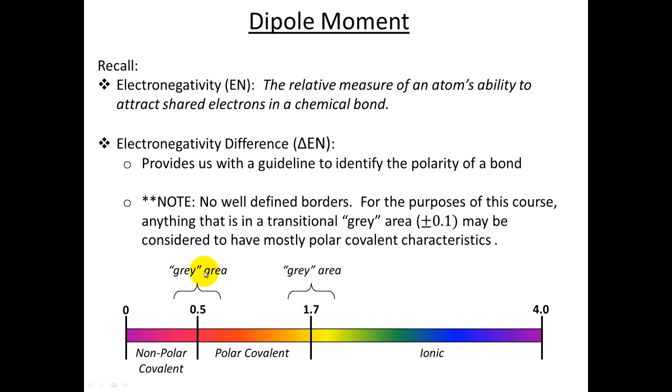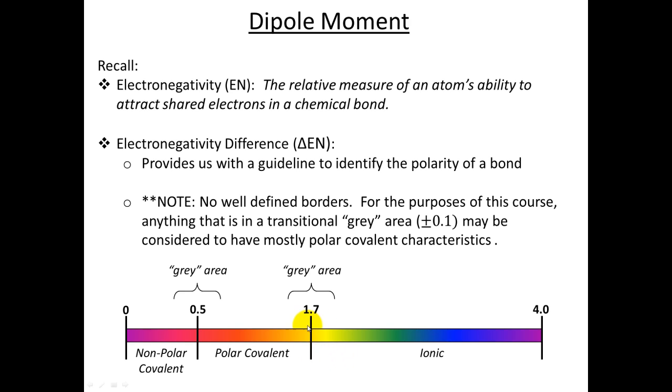Now, it is important to note that the delta EN scale is more of a spectrum. So what I mean by spectrum is that, for instance, over here, I know this area is definitely yellow, but I don't know exactly where the yellow begins and where exactly the yellow ends. Well, similarly, I don't know exactly where polar covalent ends and where exactly ionic will begin.